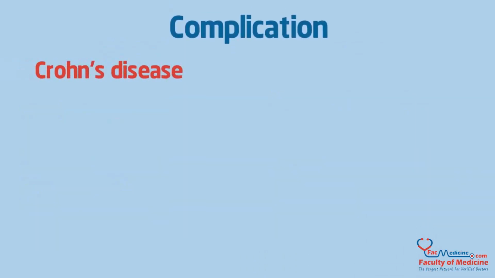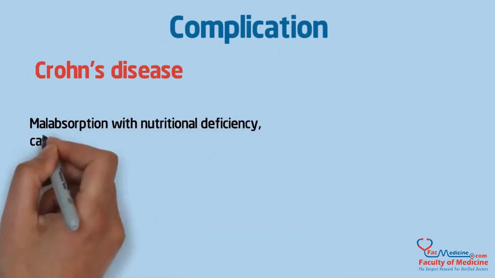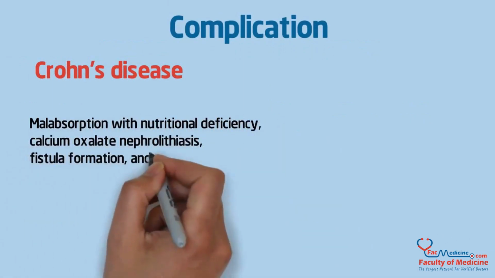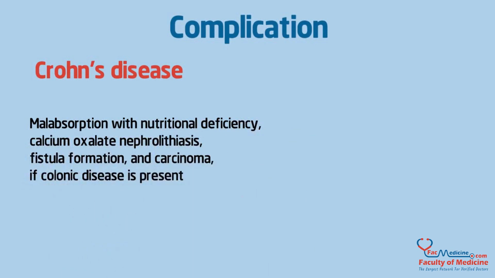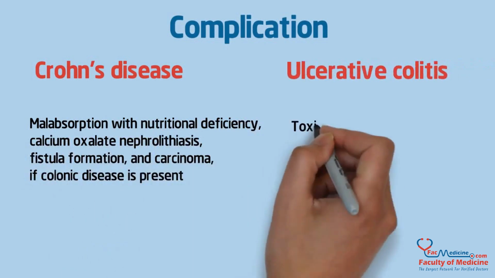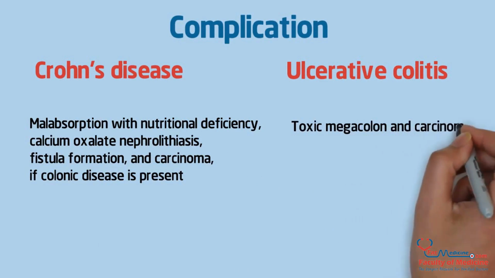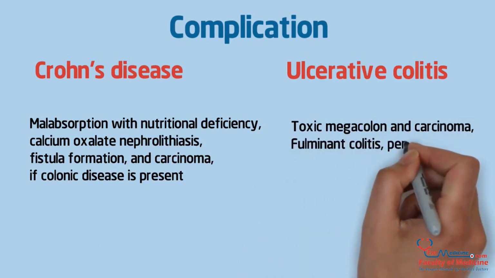Complications. Crohn's disease: malabsorption with nutritional deficiency, calcium oxalate nephrolithiasis, fistula formation, and carcinoma if colonic disease is present. Ulcerative colitis: toxic megacolon and carcinoma, fulminant colitis, perforation.